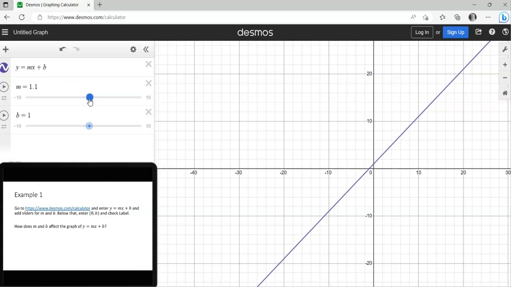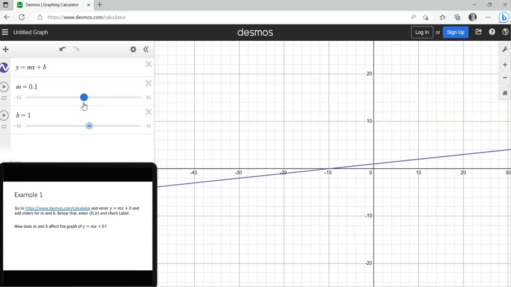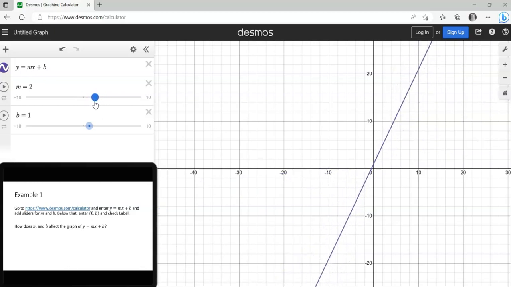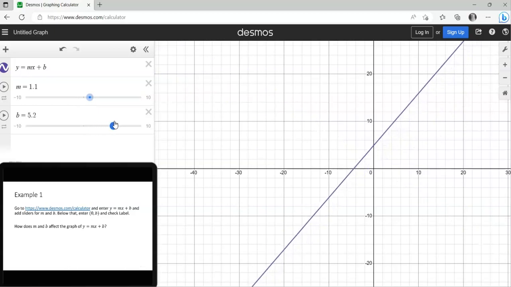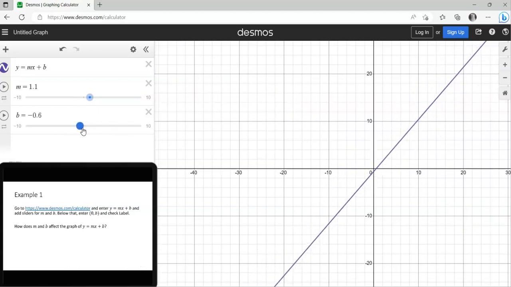And you can see that as I change m, the slope of this line keeps changing based on whatever m is. And the b moves the line up and down.